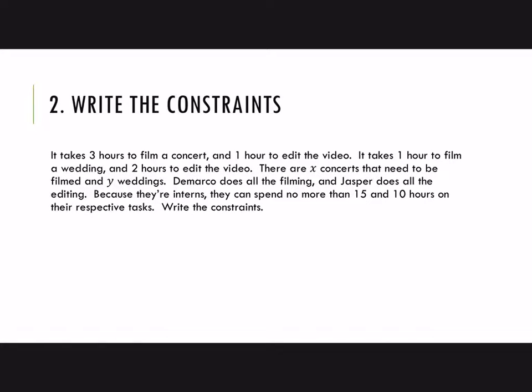Write the constraints. All right, so first of all, a reminder here, respective means in whatever order it was given. So it was DeMarco doing filming, Jasper doing editing. So that means that 15 goes with DeMarco, and 10 hours is how much time Jasper can spend on editing. So let's look here at the limitations, and here's the restriction in this last sentence. Okay, no more than 15 and 10 hours on their tasks. Right? So the restrictions are on the filming, or DeMarco, his time.